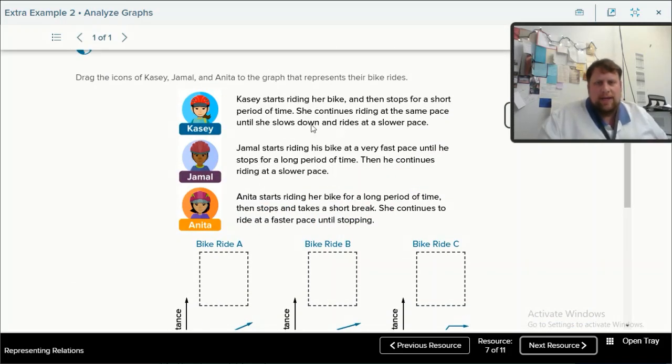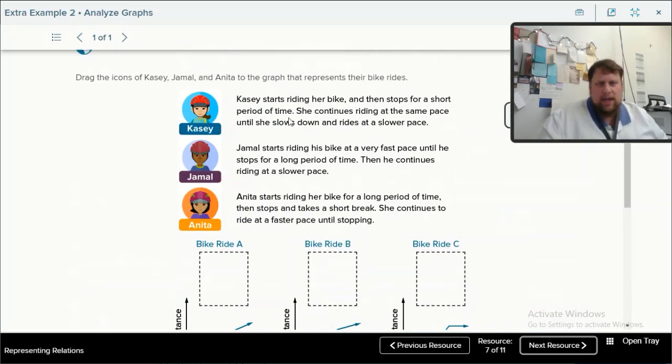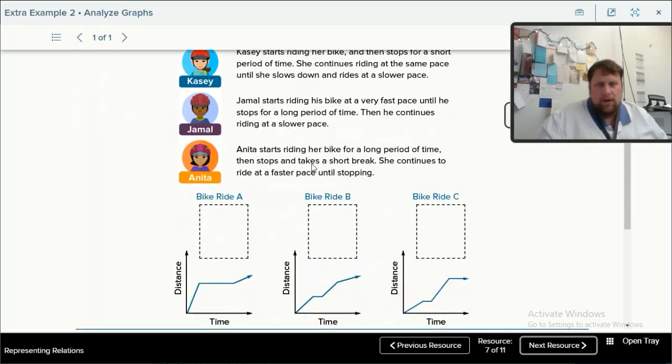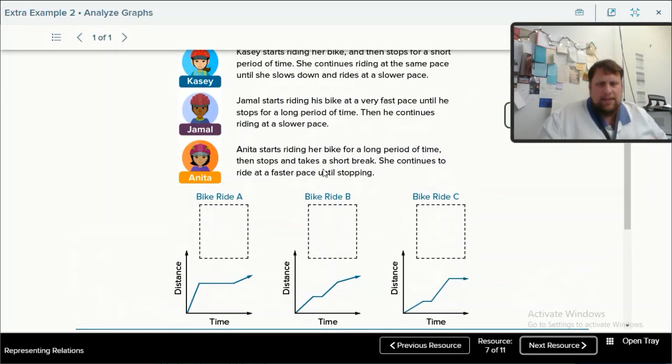She continues riding at the same pace until she slows down and rides at a slower pace. So this is somebody who starts riding, slows down, starts riding. Look, that's the same pace. Looks like this pace and this pace are the same, and that's what it said Casey did. Casey rode her bike at the same pace twice, whereas this one looks like somebody riding slow and then riding fast. And something else to help us, notice what happens at the end. It says that she continues riding at the same pace until she slows down and rides at a slower pace. So I'm pretty confident that Casey is rider B.